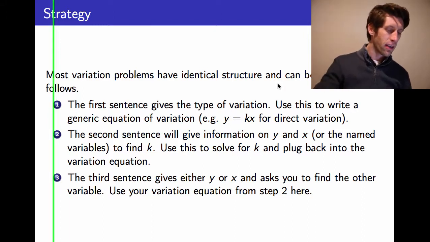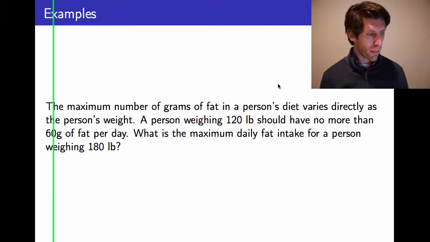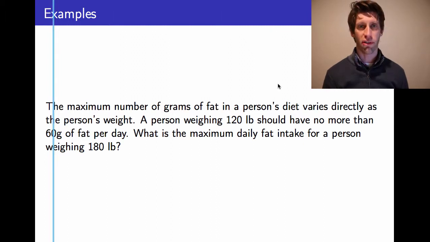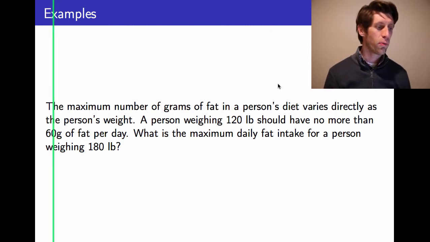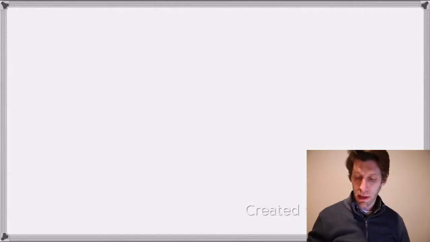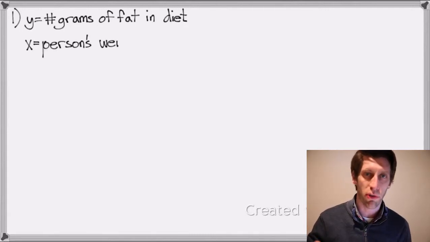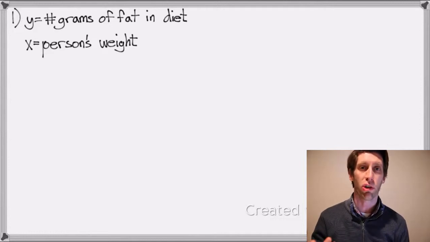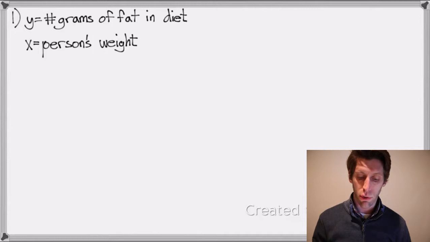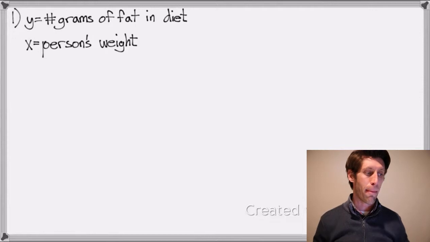Pretty straightforward. So let's take a look at a particular example of direct variation. The maximum number of grams of fat in a person's diet varies directly as the person's weight. A person weighing 120 pounds should have no more than 60 grams of fat per day. What's the maximum daily fat intake for a person weighing 180 pounds? In this particular example, we're not given variables to work with. So the very first thing that we're going to do is name our variables just like we usually do in a word problem setting. I'm going to let y be the number of grams of fat in a person's diet, and x is going to be that person's weight.